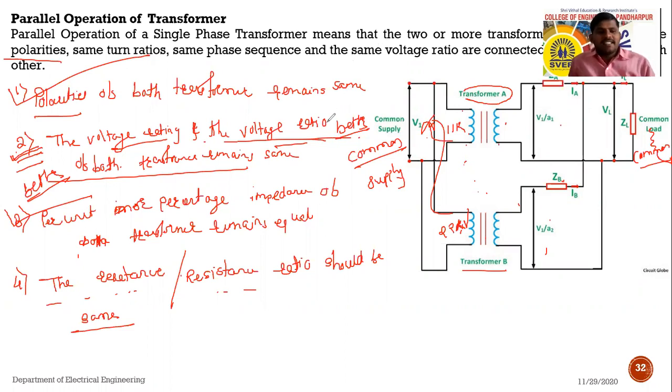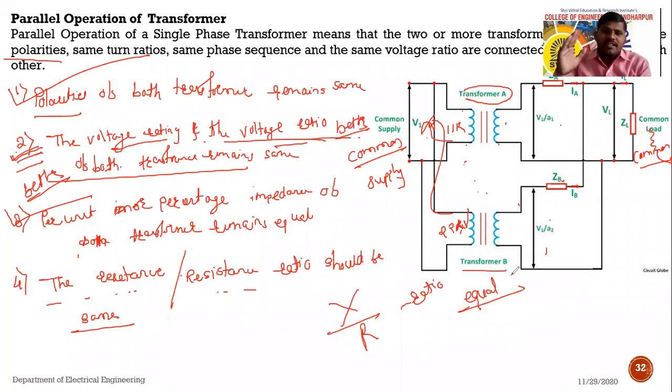And the last condition is that the reactance per resistance ratio, that means the X by R ratio, of both transformers remains equal or the same. So if these four conditions are satisfied, then and only then are we able to operate these two transformers in parallel, right? Are you all getting it?